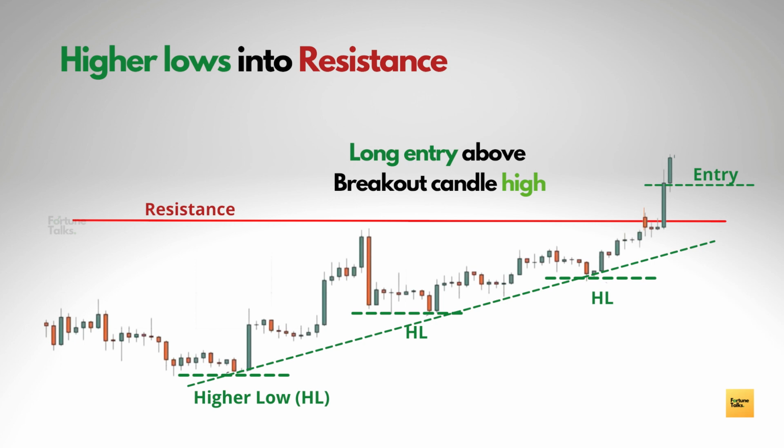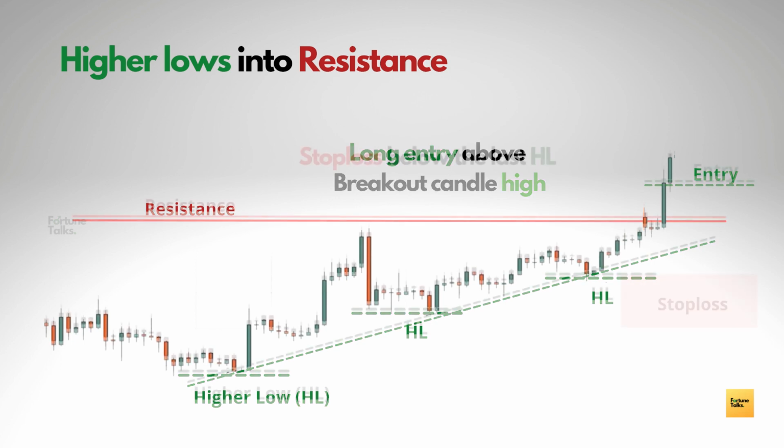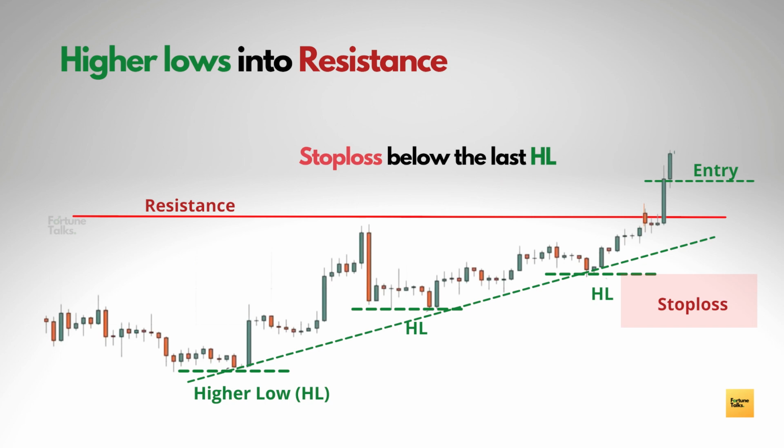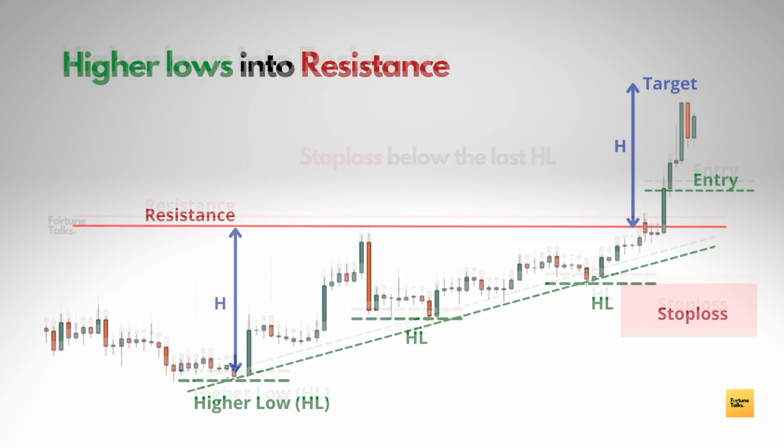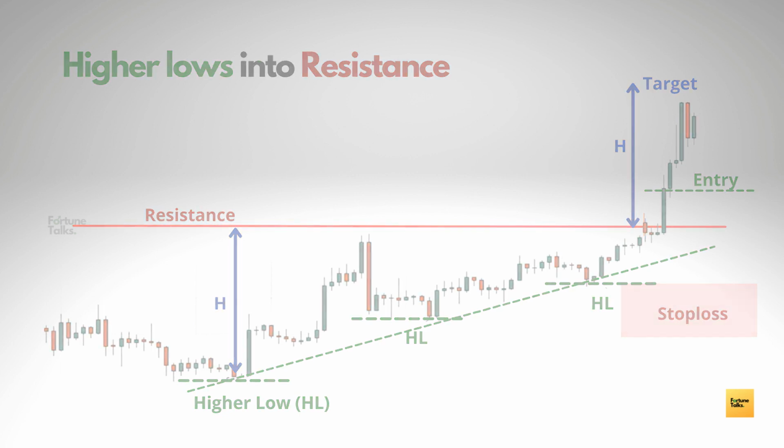The entry should be above the breakout high, and your stop loss should be slightly below the last higher low to the resistance level. And finally, your target for the trade should be the next nearest resistance, or it should be equal to the length between the first higher low level and the resistance level, projected above the resistance level.